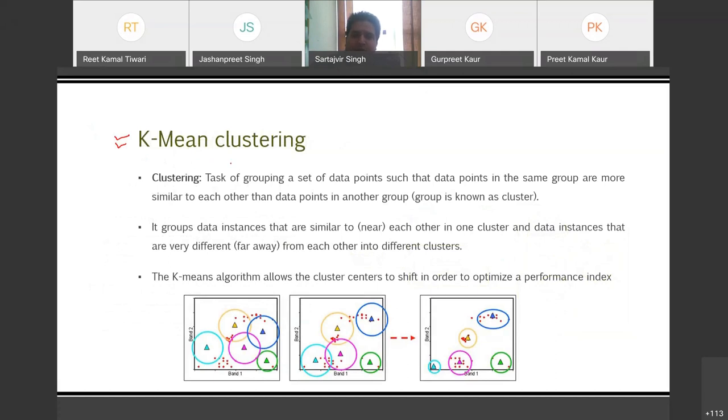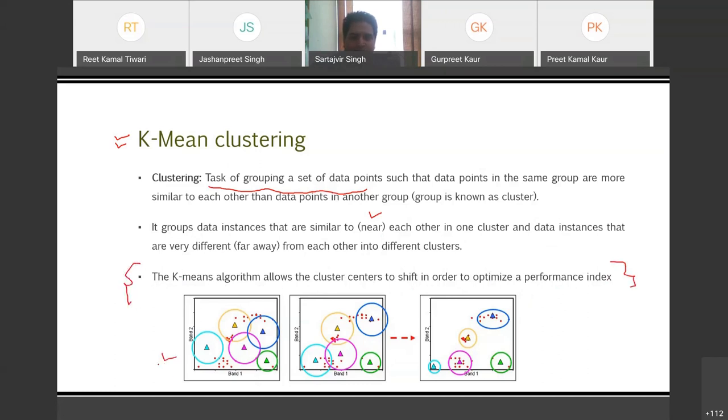In k-means clustering, the task is grouping a set of data points, and it groups the data points that are similar to or near each other. So the k-means algorithm allows the cluster centers to shift in order to optimize the performance index, and I will explain that with the help of the following example.